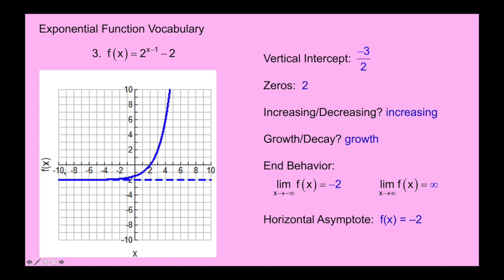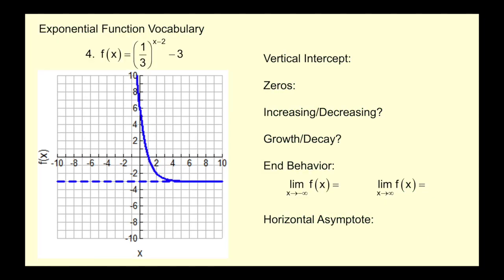End behavior, if I look at the left side, it's going towards the asymptote here. This asymptote is passing through f of x at -2. So that's going to be what its end behavior would be on that side. And then on the right side, I can see that this is going up forever. So that's going to approach positive infinity. Then finally, for the horizontal asymptote, here we're going to do f of x equals, and since it's passing through -2, that's where we're going to get f of x is equal to -2. Try number 4.